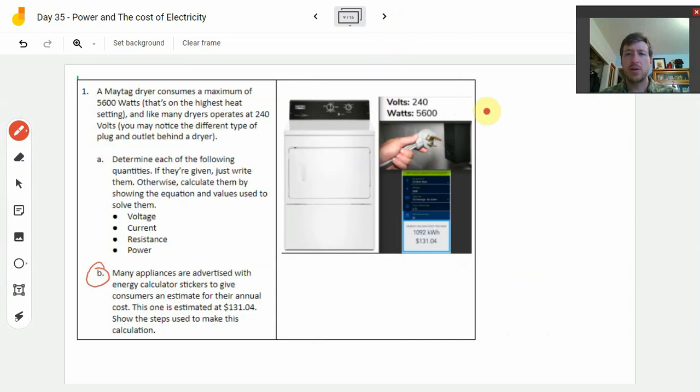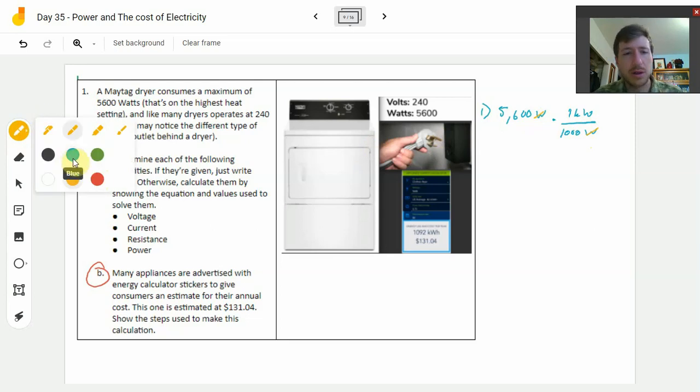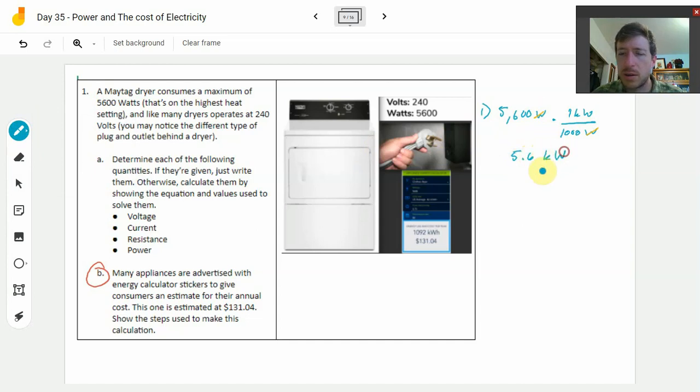So let's start with step number 1, which is power to kilowatts. We have 5,600 watts, times 1 kilowatt over 1,000 watts. Notice watts on top, watts on bottom, they cancel. And we get 5,600 divided by 1,000, which you probably could have done in your head, 5.6 kilowatts. 5.6 kilowatts is the power usage of this.